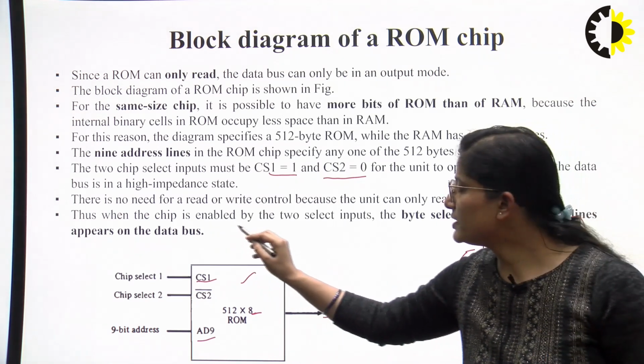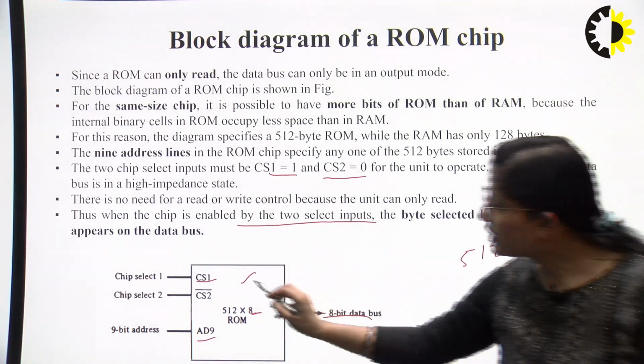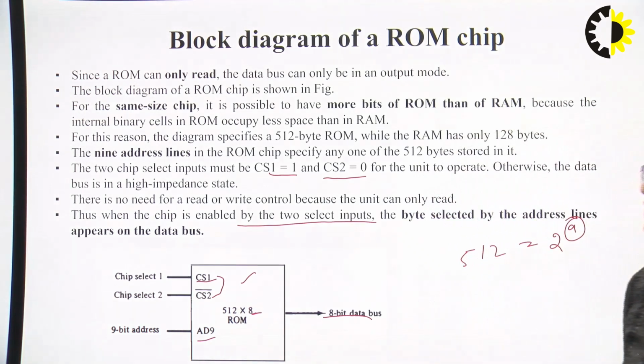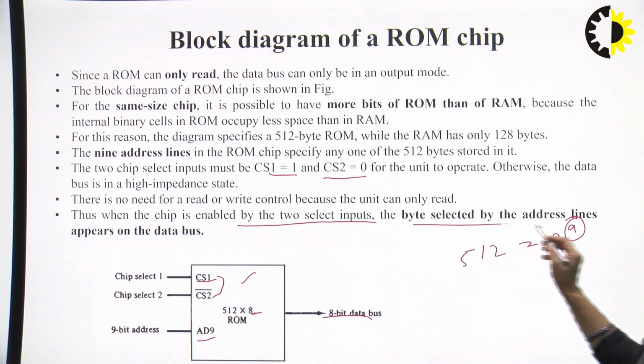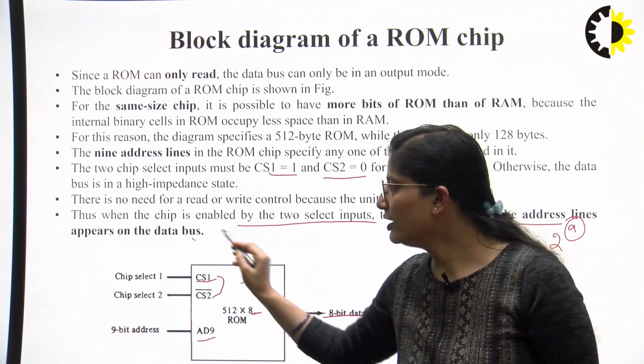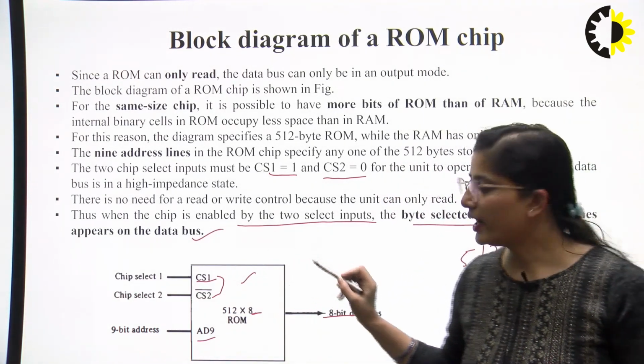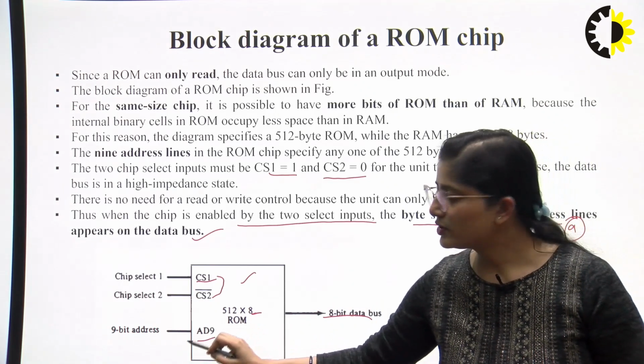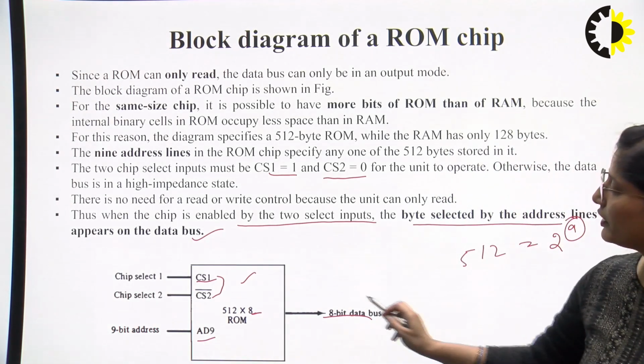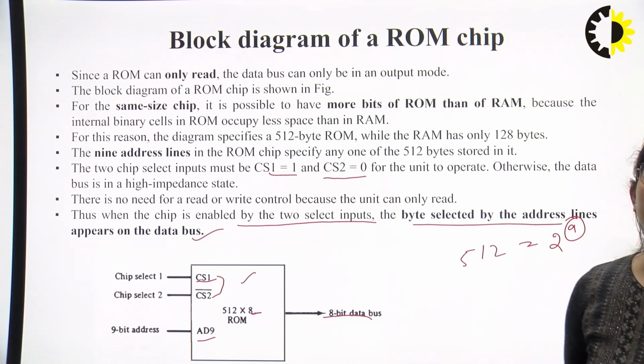So when the chip is enabled by the two select inputs, using which the chip is enabled, the byte selected by the address line appears on the data bus. And when the ROM is selected, the byte appearing on the address bus goes to that address. On that address, we can read the data.